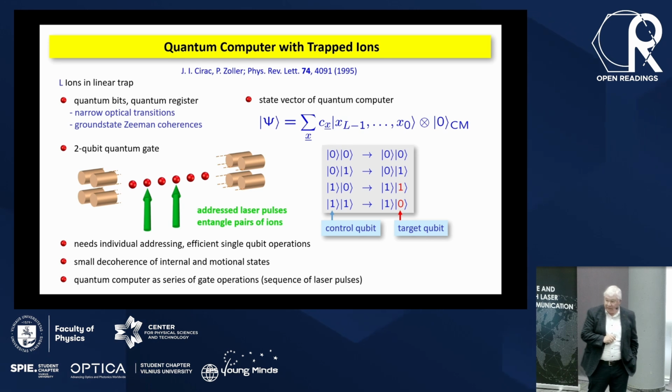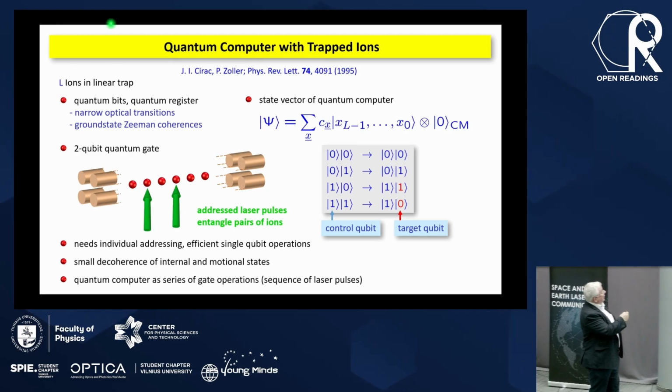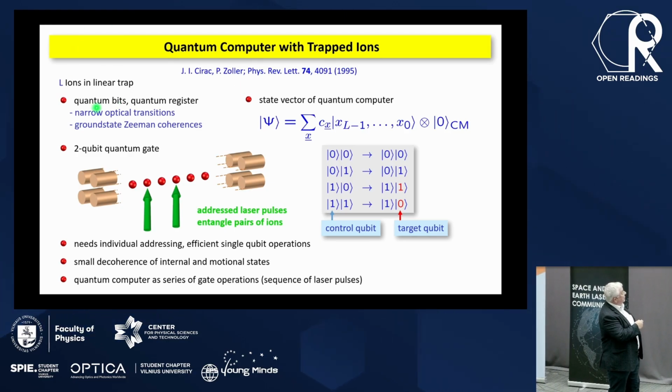What is the idea behind Cirac and Zoller? Now, the idea behind Cirac and Zoller is the following. We have now ions in the trap, L ions. We know we can use them either optical transitions or ground state Zeeman coherences. But we write now our state vector in such a way, psi is the state vector, where we just discriminate here the internal information.